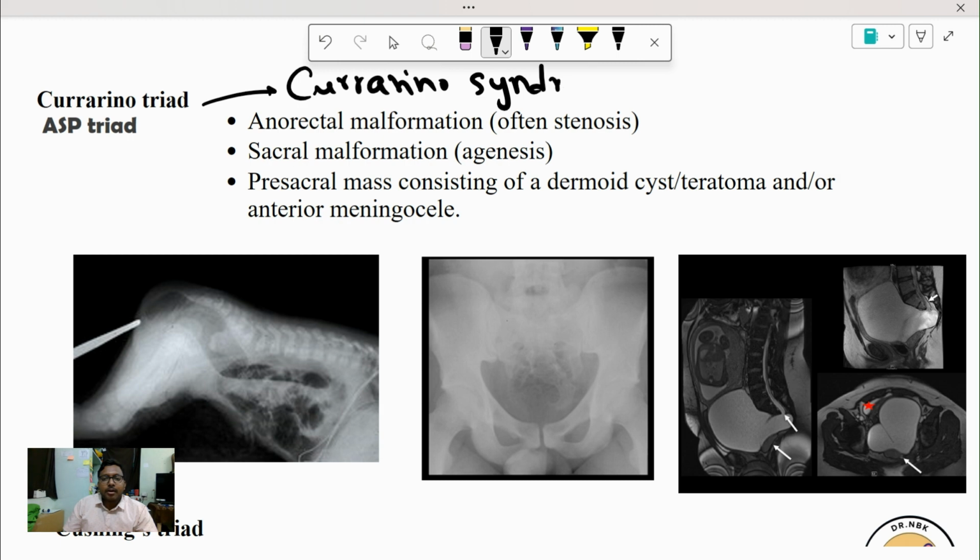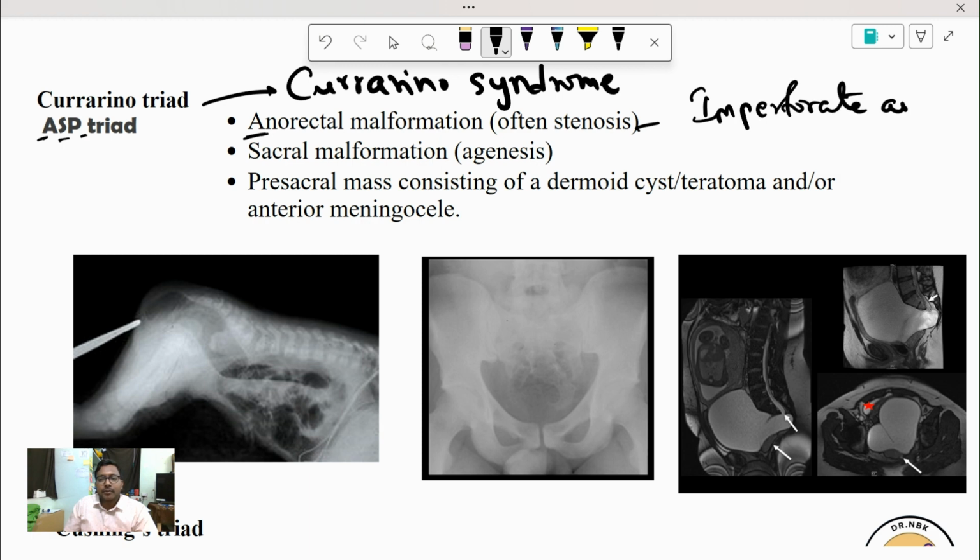It is nothing but a congenital caudal anomaly. As you come towards the tail end, you have a group of things which is combinedly called Currarino triad, which is also called ASP triad. Okay, ASP triad. So A for anorectal malformation. What will be there? Usually there can be stenosis or there can be imperforate anus.